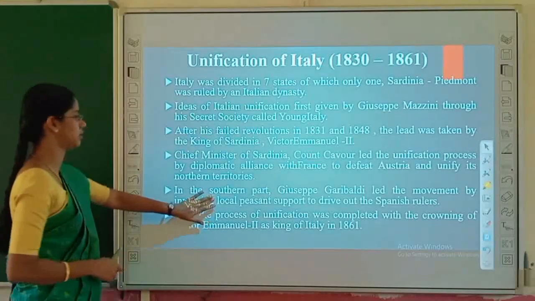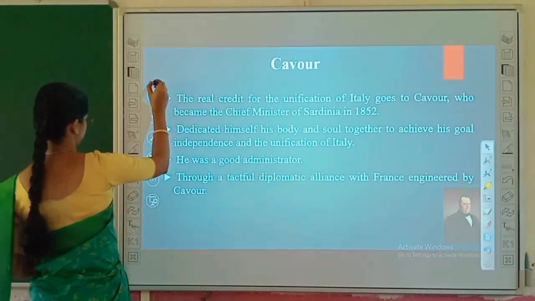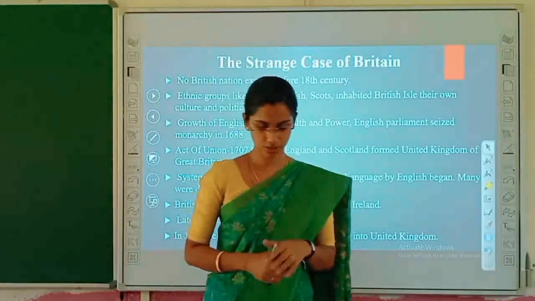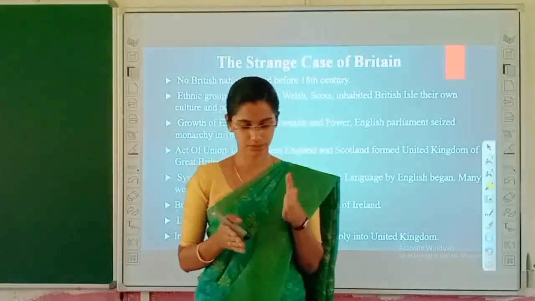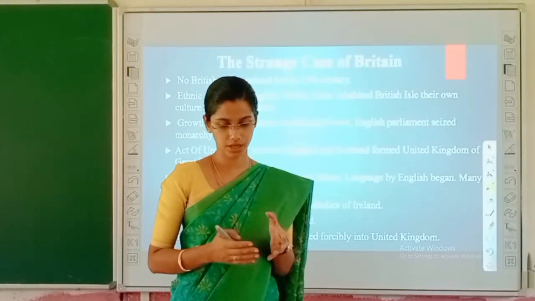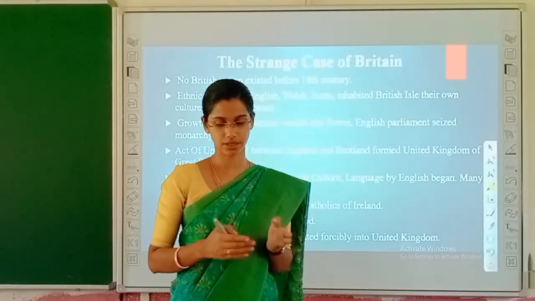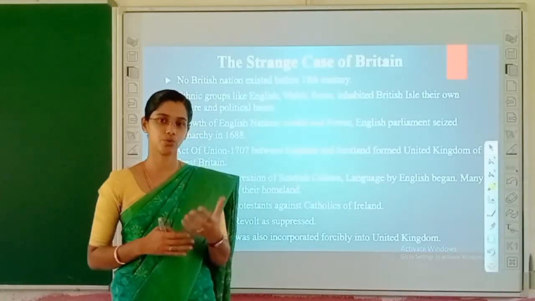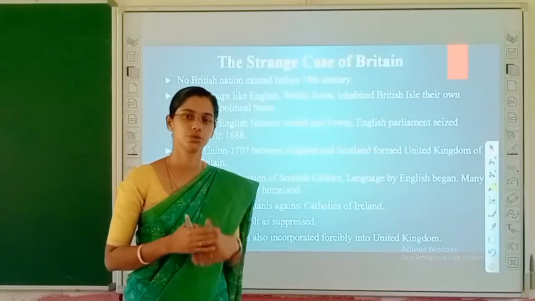Then we discussed the strange case of Britain. In 1707 there was the Act of Union between England and Scotland, which resulted in the formation of the United Kingdom of Great Britain. Then at last, in 1801, Britain was unified. These are the main points relating to this unit.